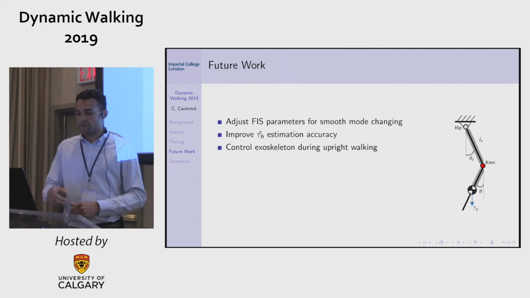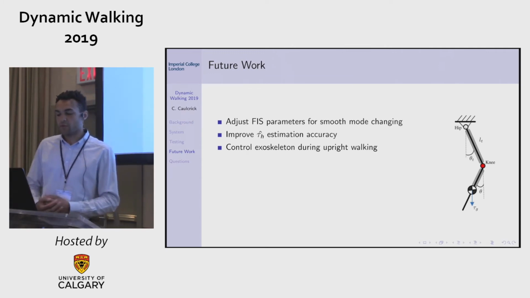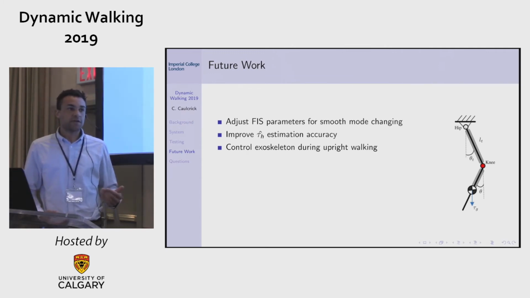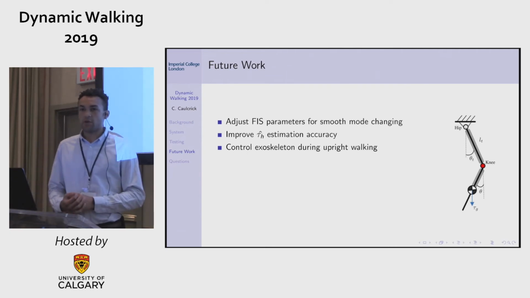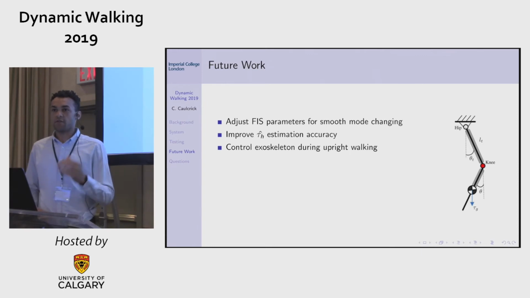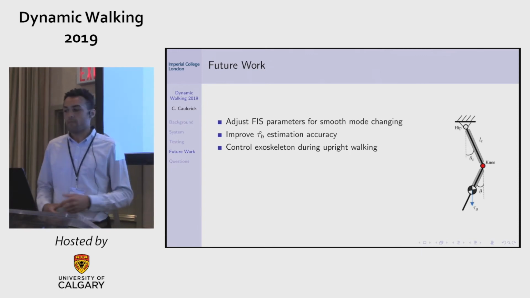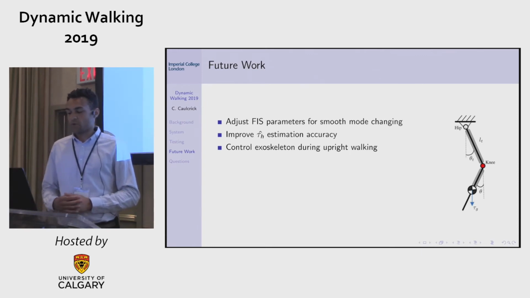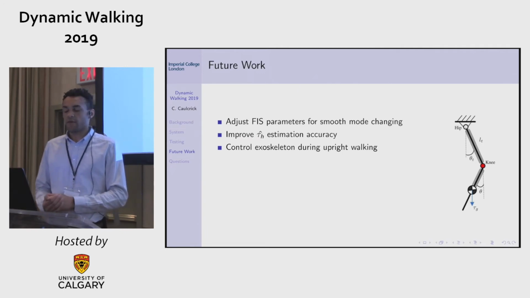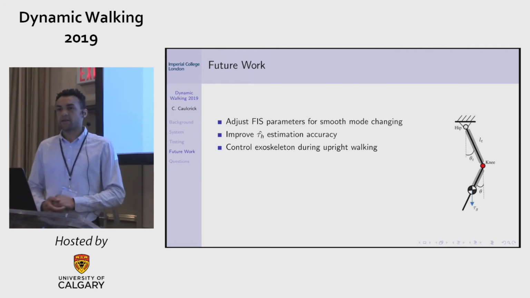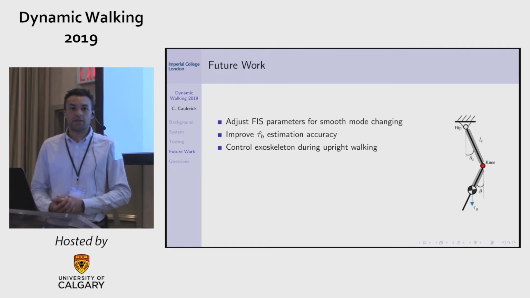As well as the fuzzy inference system parameters, we hope to improve the human torque estimation accuracy, possibly by using a Hill muscle model. And also, we want to control an exoskeleton for rehabilitation during upright walking by adapting the model with a passive hip joint, and hopefully testing in the future on stroke patients in clinics.